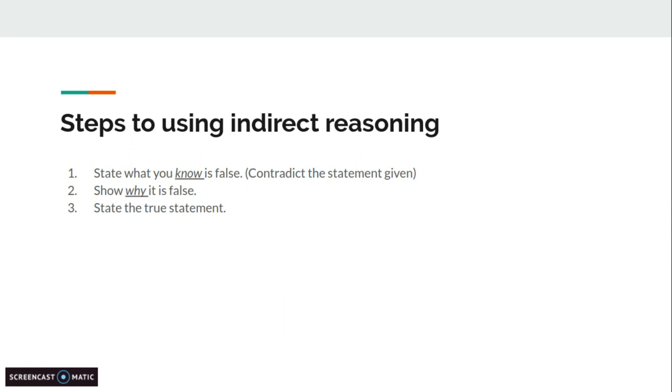Like if you were in an argument session. And then the final thing is you state the true statement. That's all you have to do. So state the false statement, state why it's false, and then state the true thing.